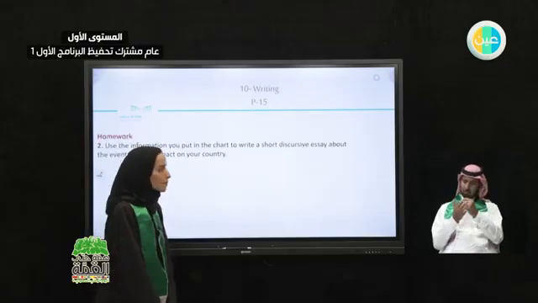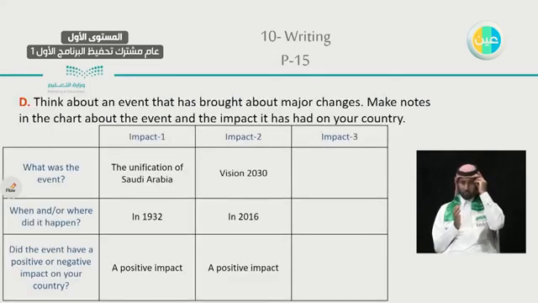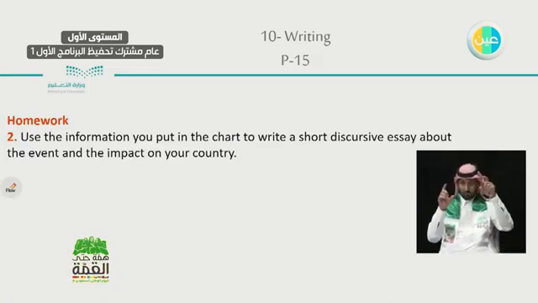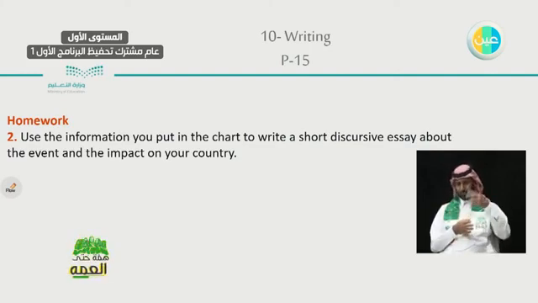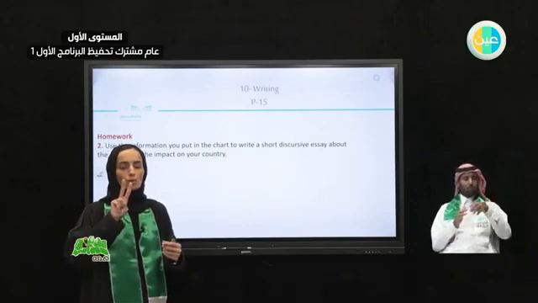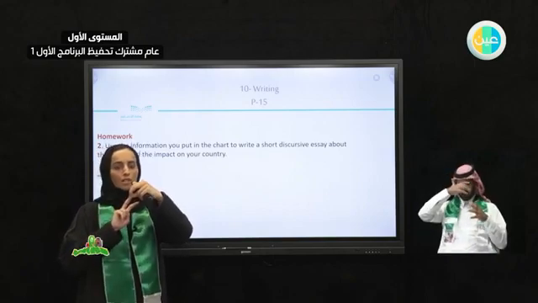paragraph. Okay? For your homework, you will use the information you put in the chart, any one of these, whether yours or mine. Use the information in the chart to write a short descriptive essay, a short correct essay about the event and the impact on your country. So you are asked to do 2 things. Number 1, the fact. The other one is the effect. Just like when we spoke about global warming. What is global warming? And the effect, the result out of that thing. Okay?